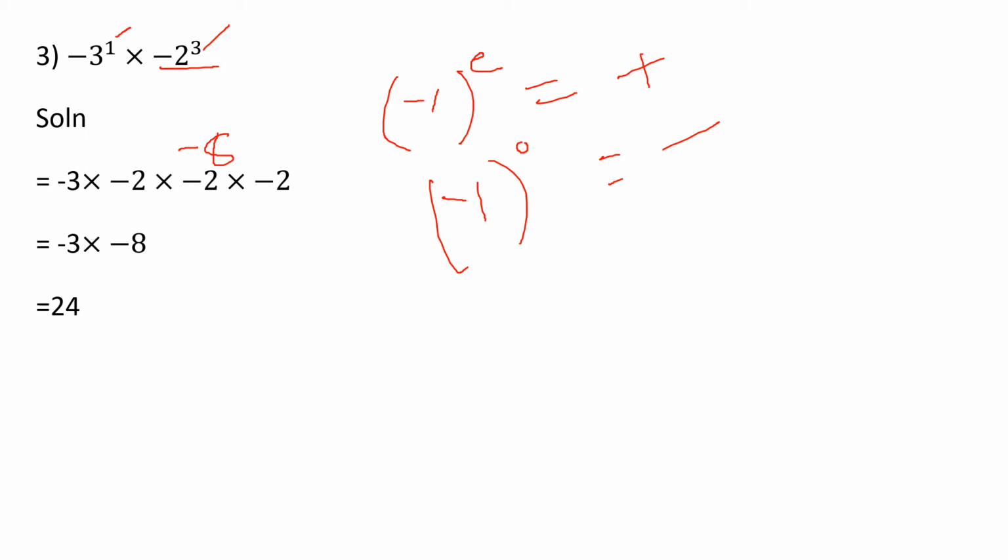Next, minus 3 into minus 8. So 3 eights are 24. So minus into minus plus. So plus 24 is the answer.